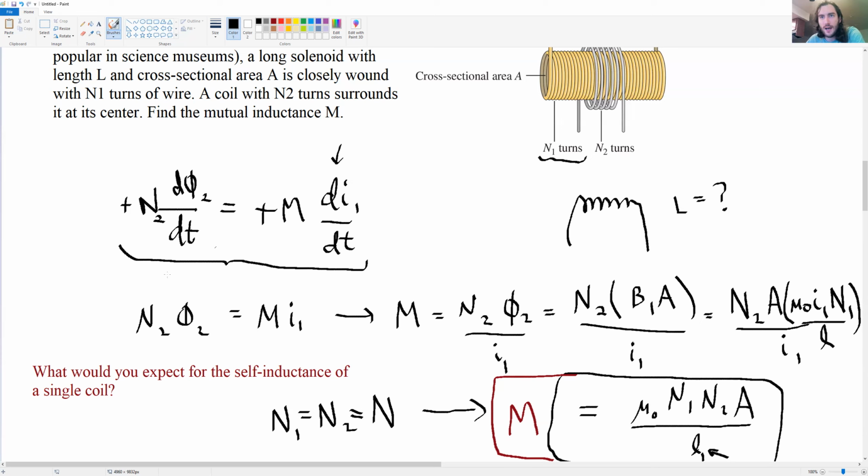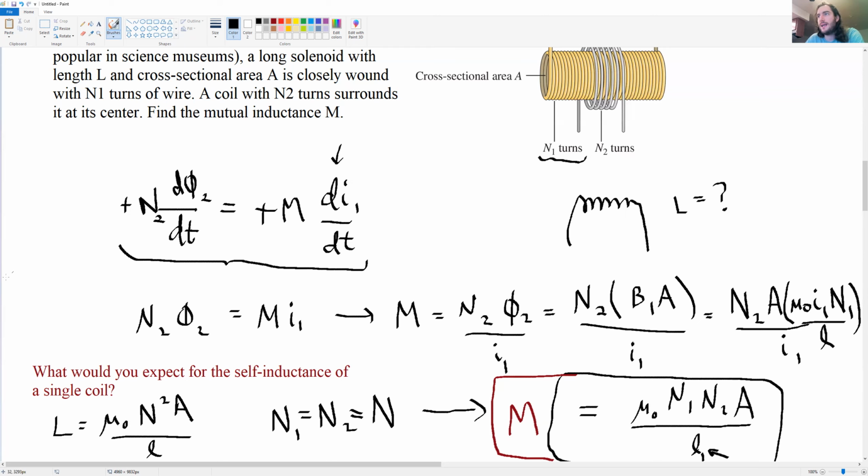So the self-inductance of a single solenoid, so a single coil of wire, so not two, just one coil of wire, is mu 0 N squared A over L. Okay, so that's the self-inductance of a single coil.